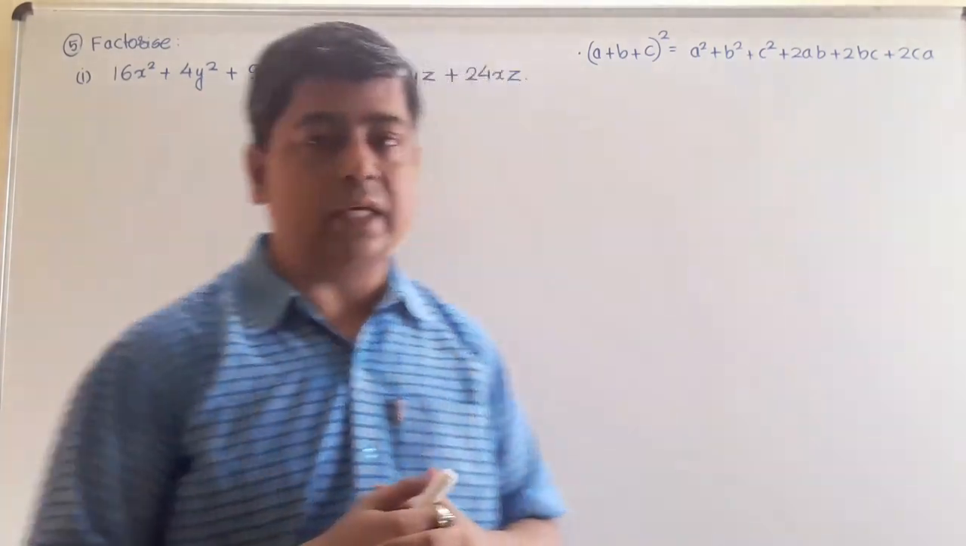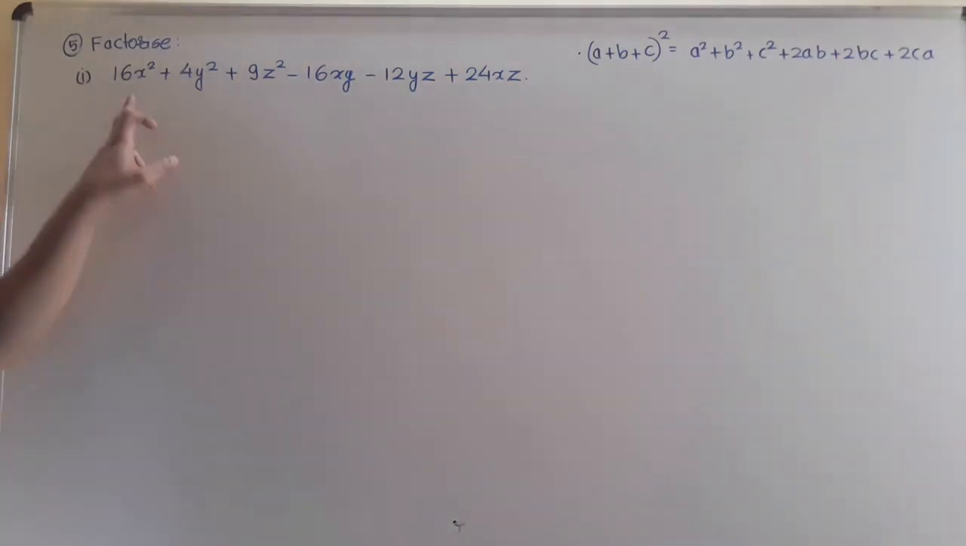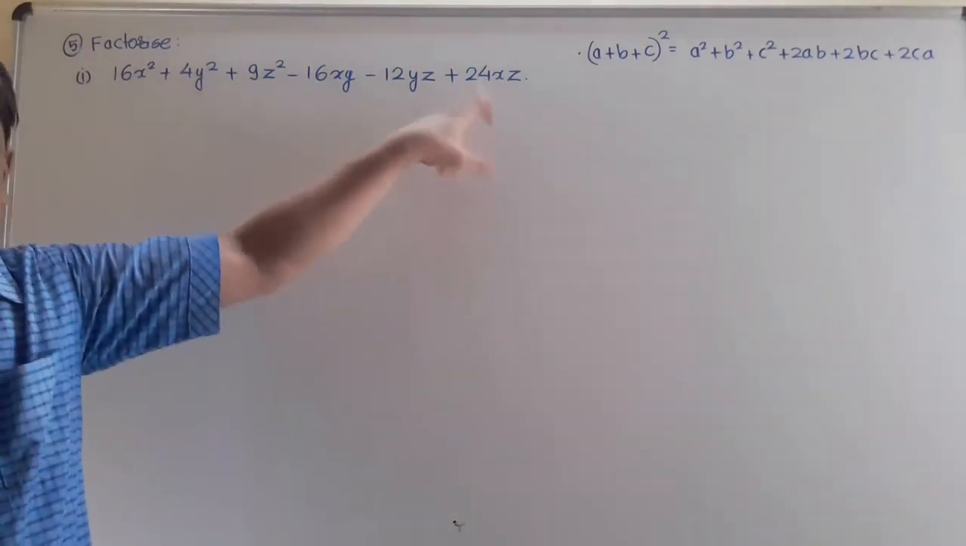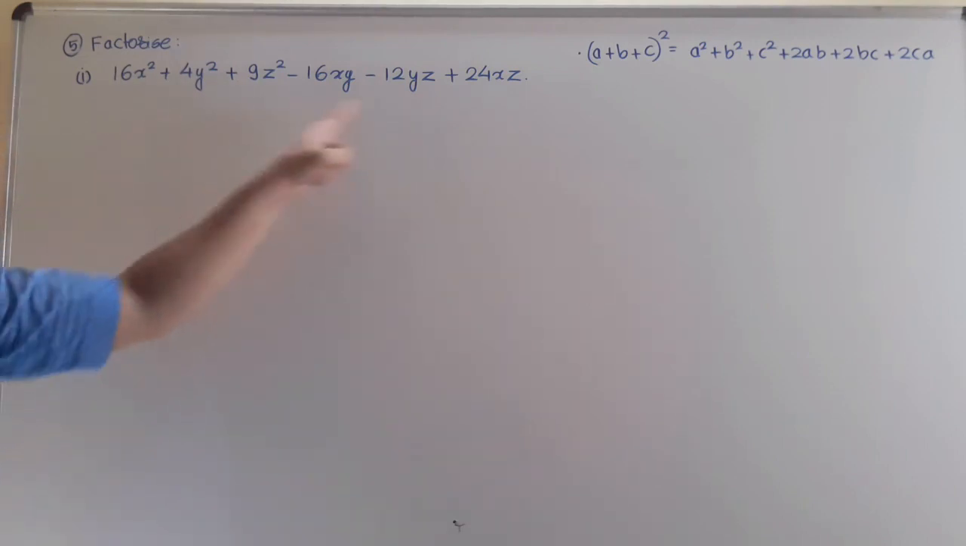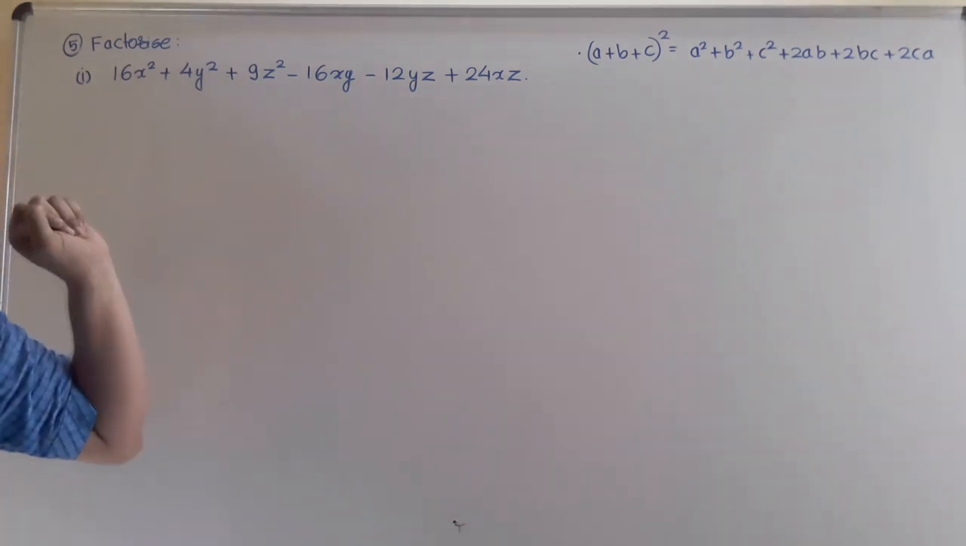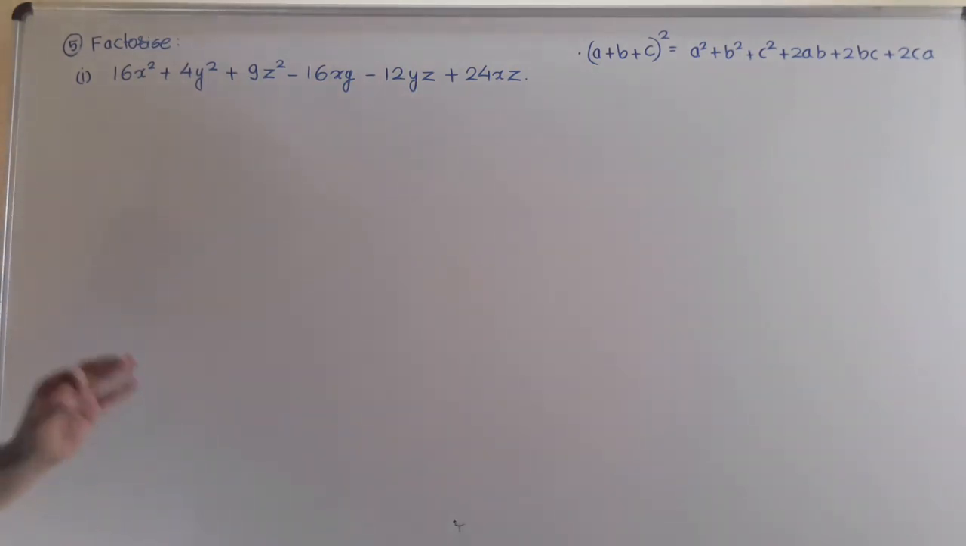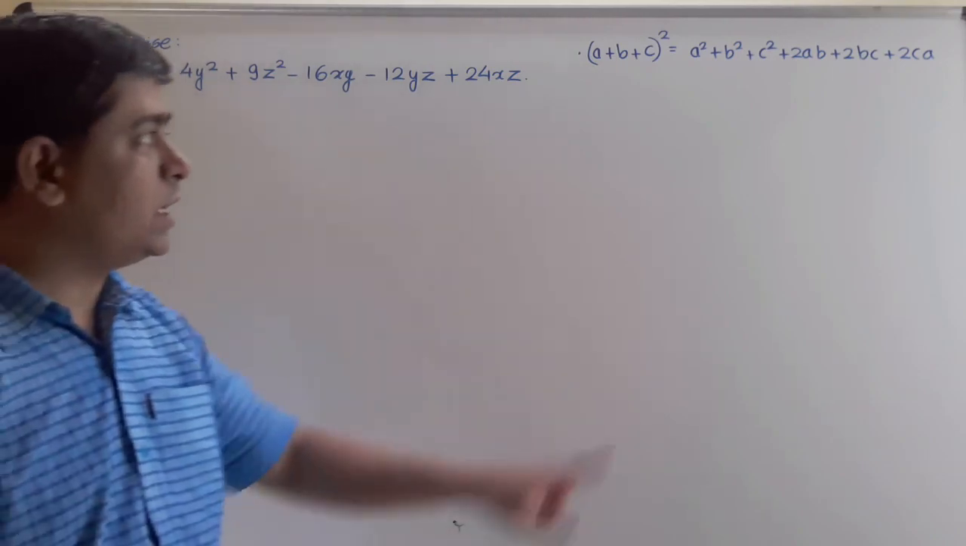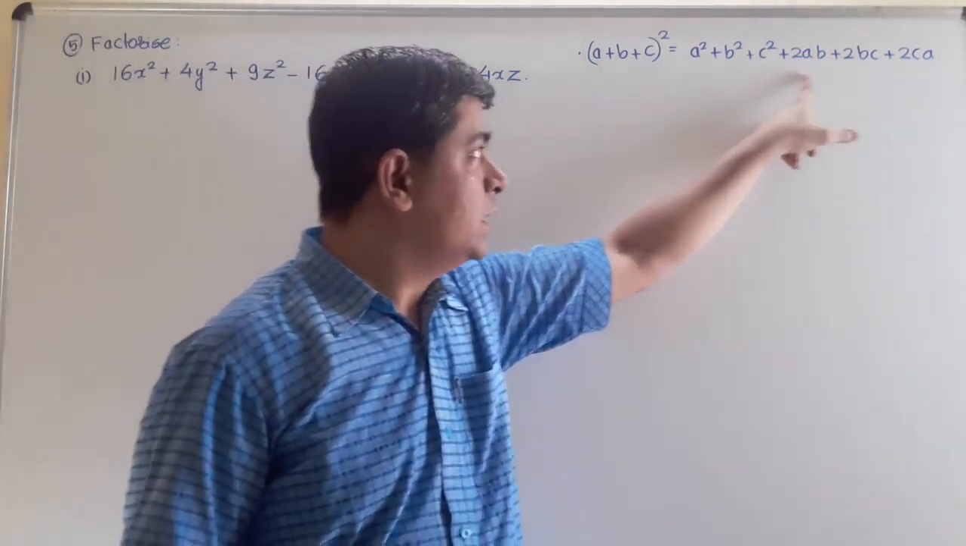So let us see how this question can be solved. First of all, you see in this question how many terms are given? 1, 2, 3, 4, 5, 6. So in the examination you can count the number of terms. If the number of terms are 6, we can say that the (a + b + c) whole square formula will be applicable.